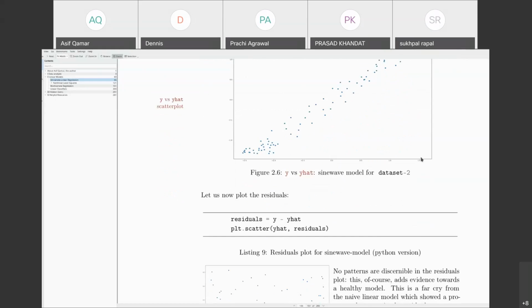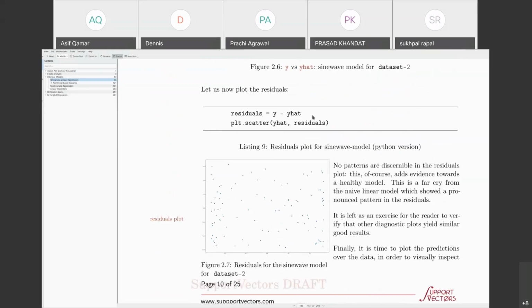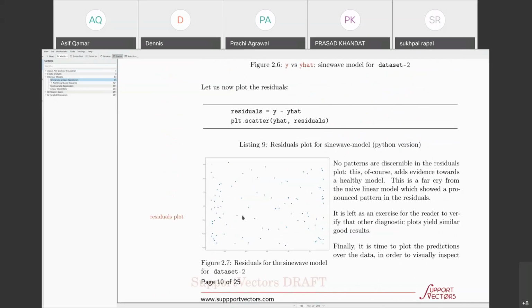Let's look at the residuals plot. Once again, if you're doing it in Python, you'll have to create it on your own. Residuals are nothing but y minus y hat, and so we can create a scatter plot of y hat against residuals. Do we see a pattern here? No, we don't see a pattern here. This looks pretty good. There is no heteroskedasticity here in this model.